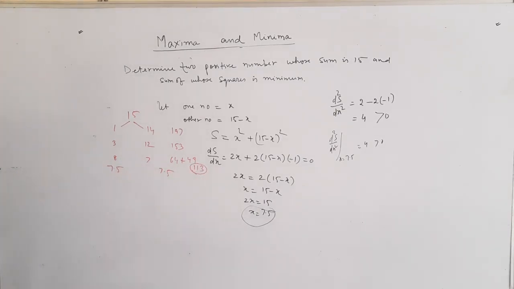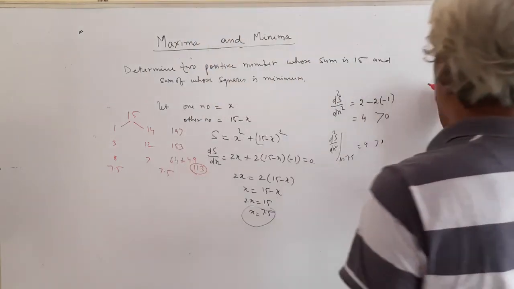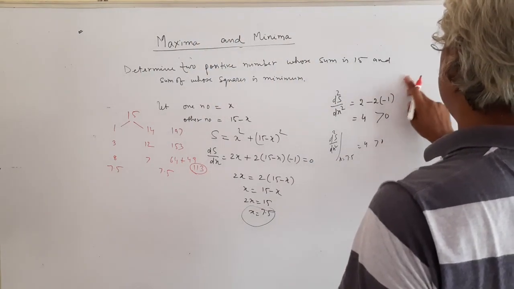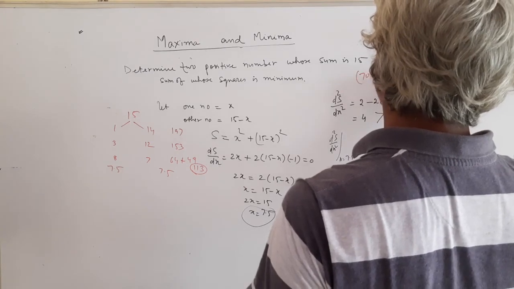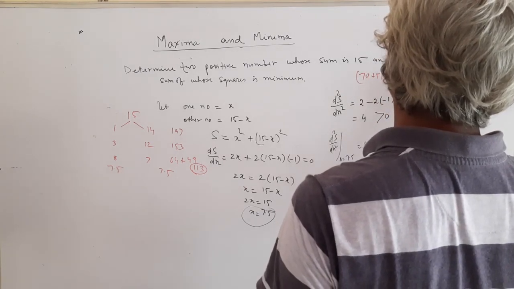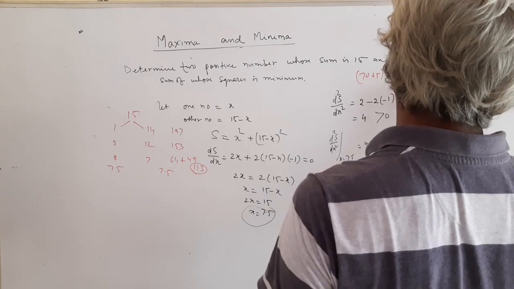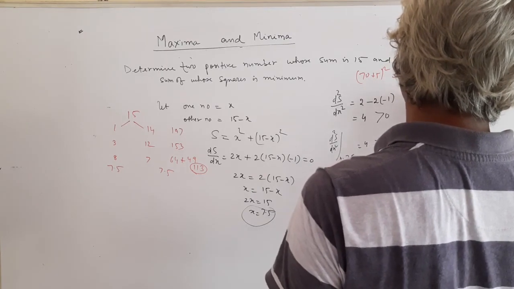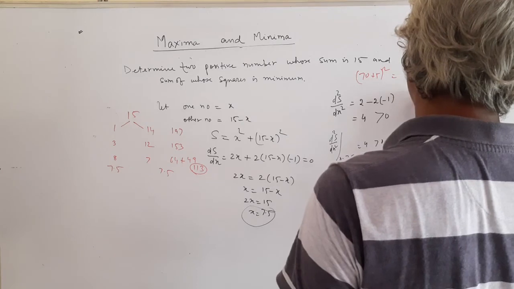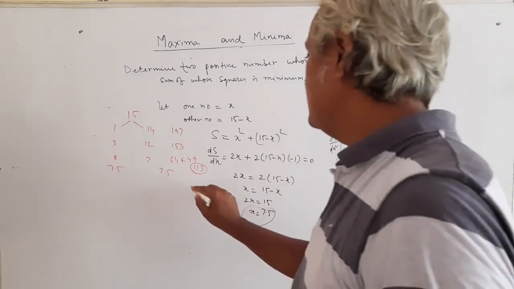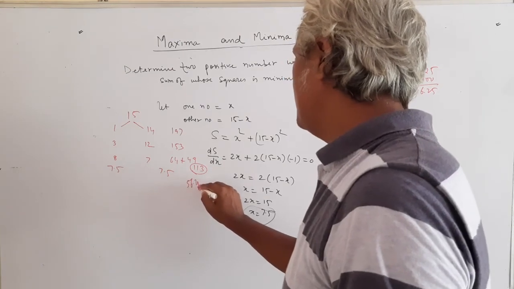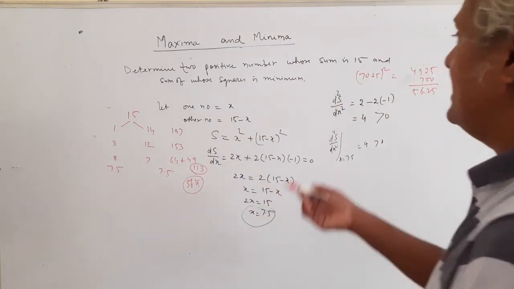But in the case of 7.5 and 7.5, what is the value of 7.5 squared? You have to check it out. 7.5 squared is (7 plus 0.5) whole squared, that is 49 plus 7 plus 0.25, which is 56.25. So you are getting the sum as just 56.25. So that's the minimum. This is how you can verify.